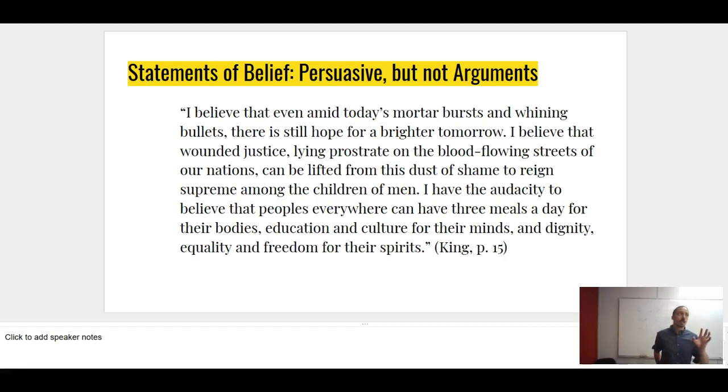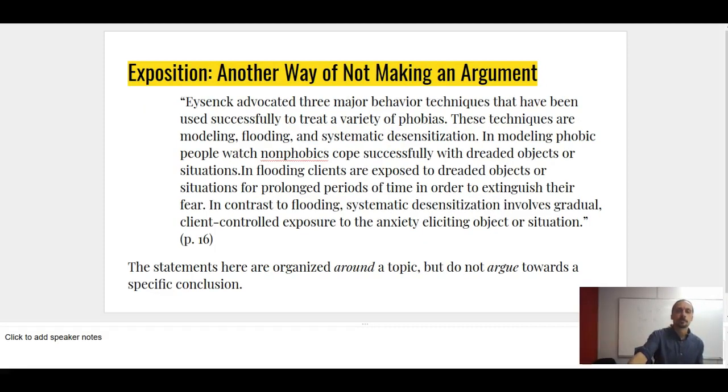Now that's a very persuasive piece of rhetoric from a very famous speech. But is it a deductively valid argument? No, it's not supposed to be, and we're not going to try and find the conclusion and the premises and the logical structure here. So it's important to keep in mind that there's a difference between arguments and other statements of belief, or just kind of information dumps. So exposition is also not an argument.